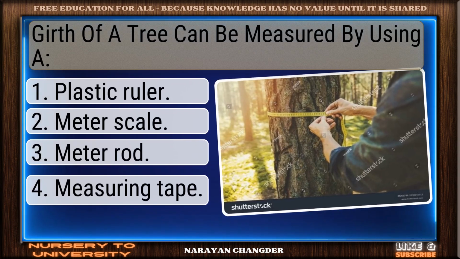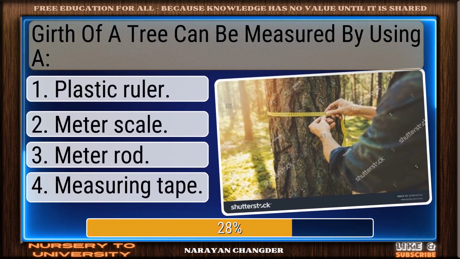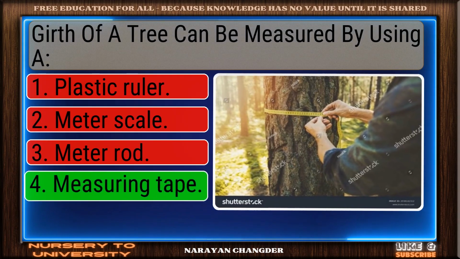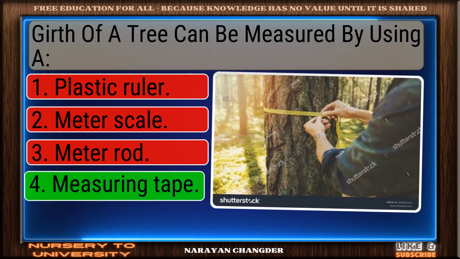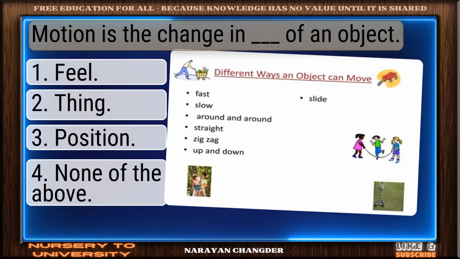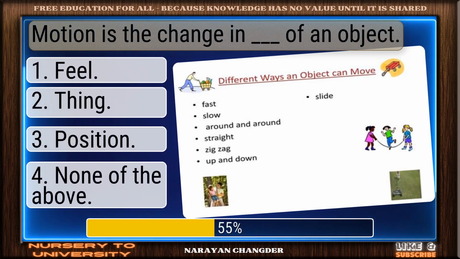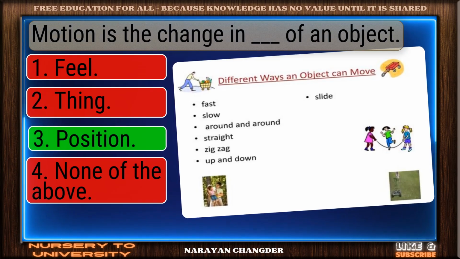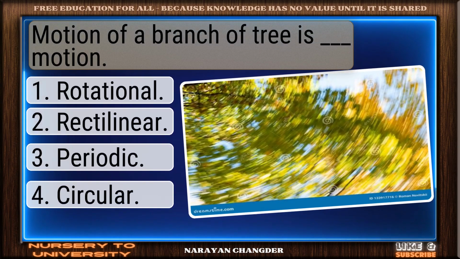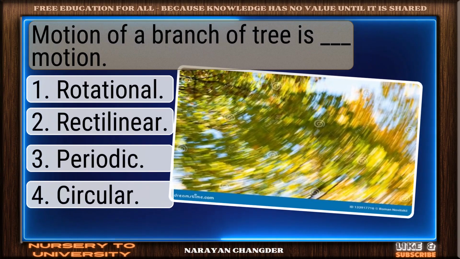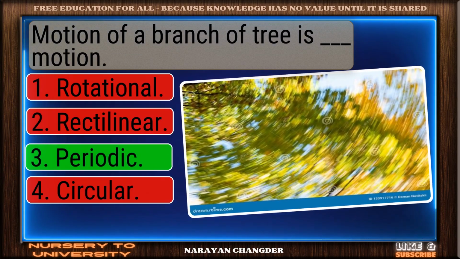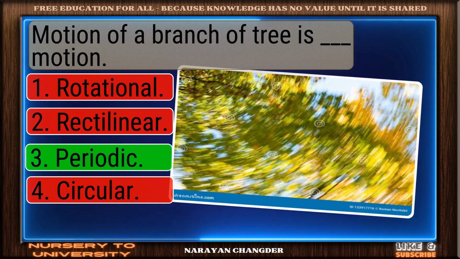Girth of a tree can be measured by using a. Nice selection. Measuring tape is the correct and valid answer. Motion is the change in dash of an object. Excellent choice. Position is the right answer. Motion of a branch of a tree is dash motion. Well done. Periodic is the right choice.